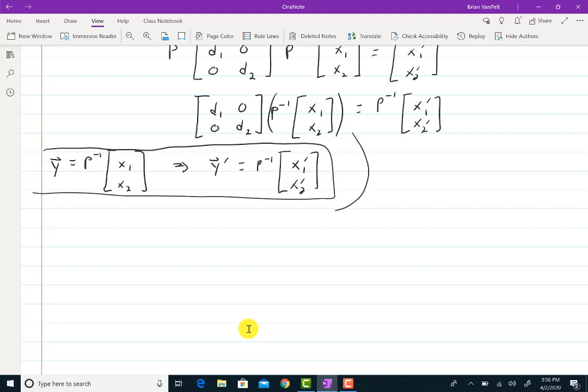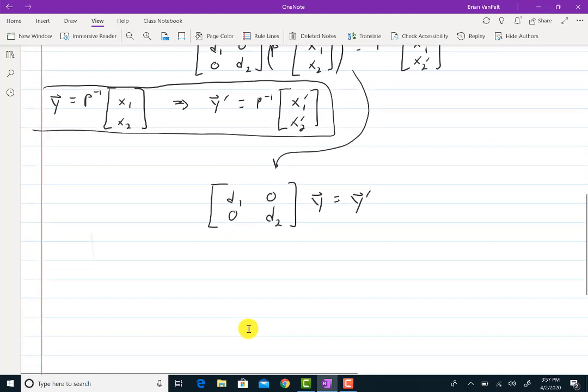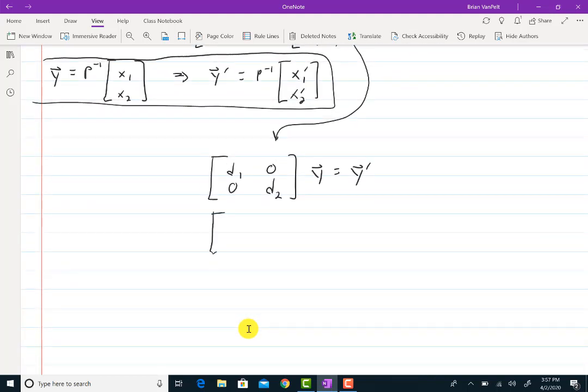Let me come back to this equation here. We will get then d1, 0, 0, d2. And by the way, the d1 and d2 are eigenvalues, in case you were wondering. Then I'll have y, and that'll equal y prime. And then when I multiply this out, let me show you what happens here. I'm going to break it down into the following. y, I'll call them y1 and y2, and that'll equal y1 prime, y2 prime.